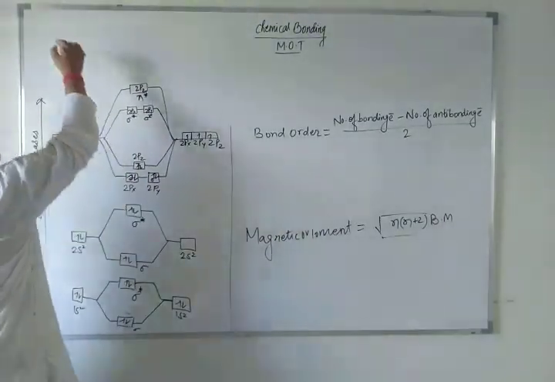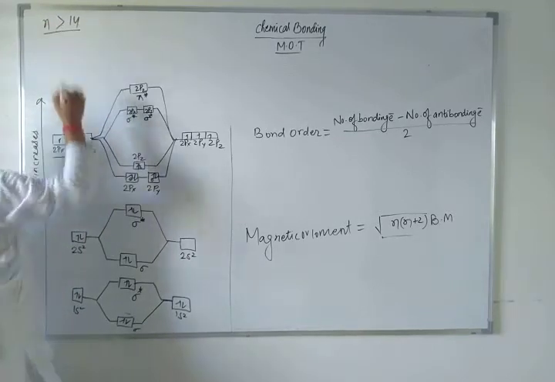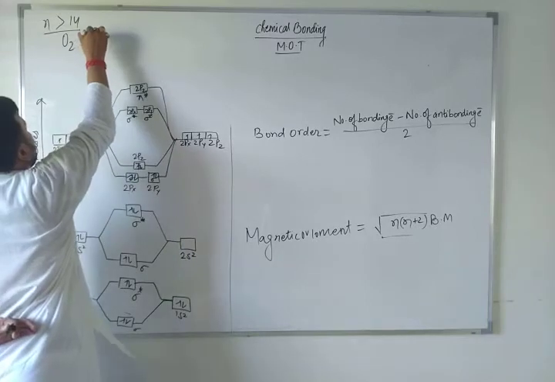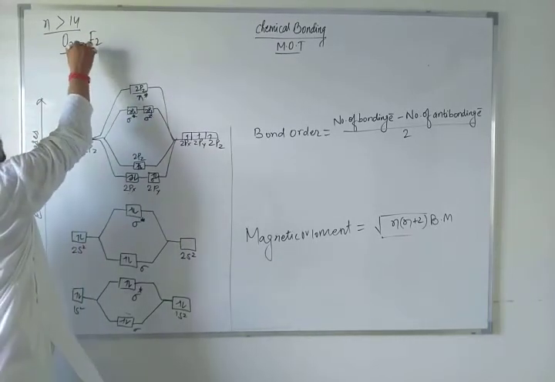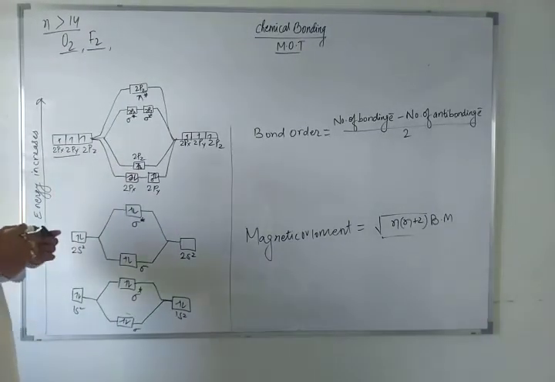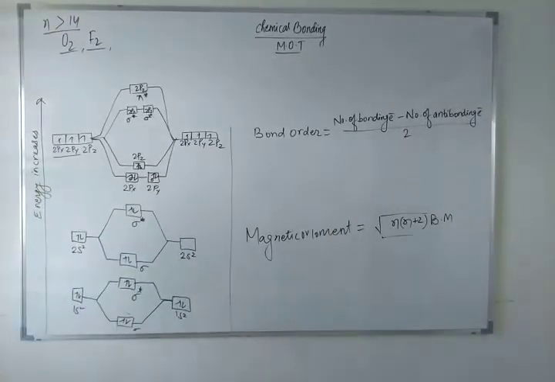Now I am talking about if n is greater than 14, means number of electrons, especially in O2, F2, right? Oxygen, fluorine. Now let us discuss these molecules, how their orbital diagrams will be drawn, right?